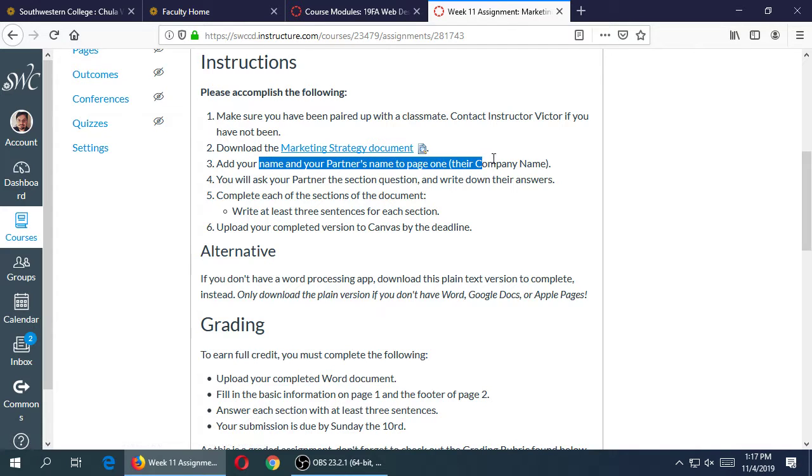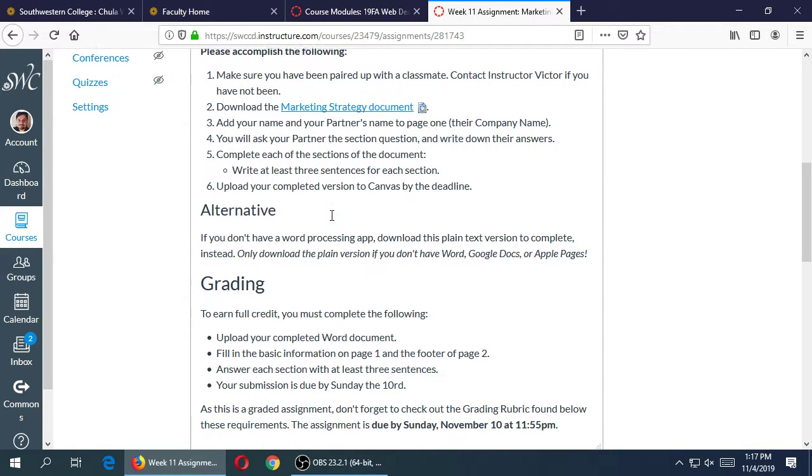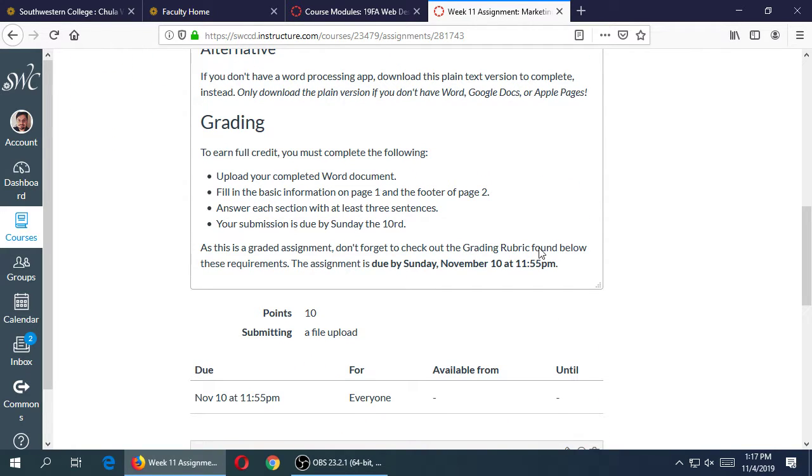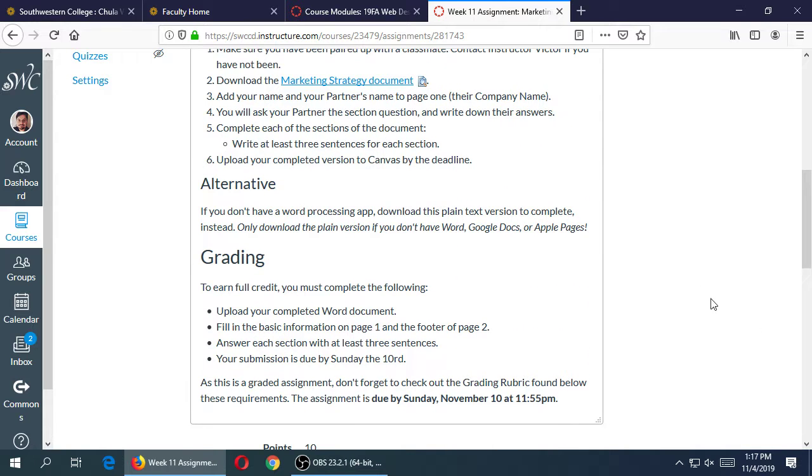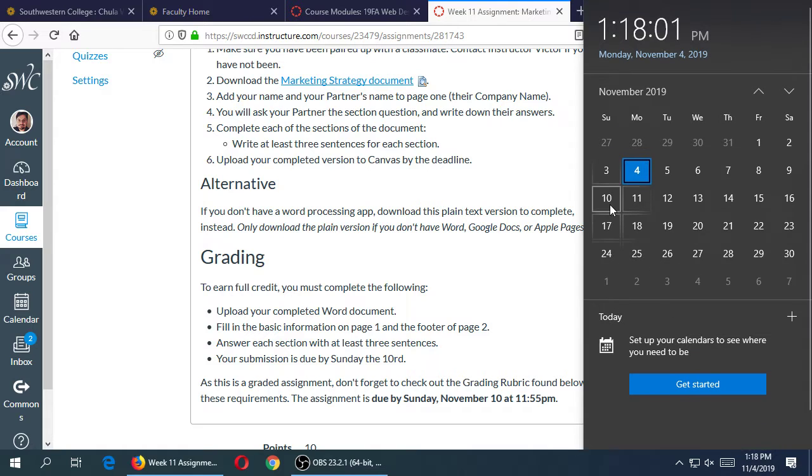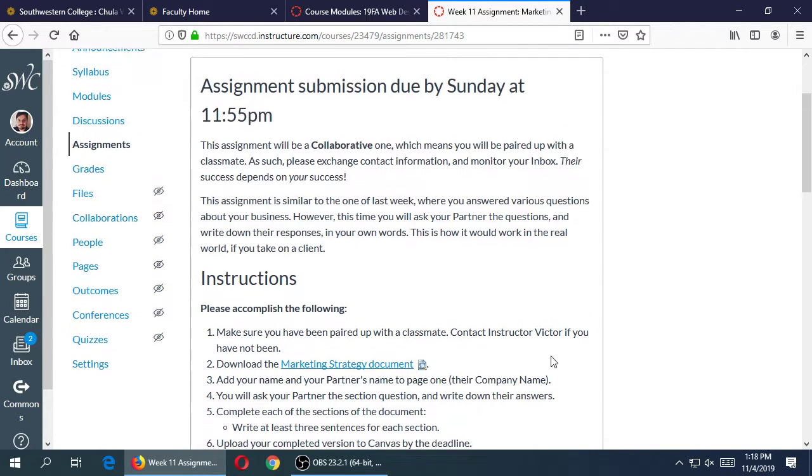So you're going to fill it in with their company name on the top, and your name. You're going to write down all the answers in this Word document, and I can provide a text version if you need that instead. You're going to get graded on that if you fill everything out, and that's due by the 10th of this week, Sunday the 10th. So you have approximately a week. That's going to be the assignment there.